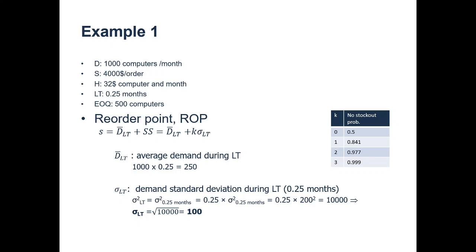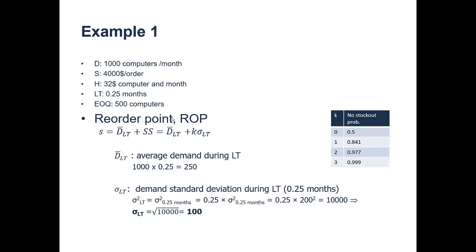So we now know what we need to know for us to devise our policy. Let's recall that we have a demand that is normally distributed with an average of 1,000 computers per month, a carrying cost of $4,000 per order, and a holding cost of $32 per computer a month. And the lead time for our computers to be received is 0.25 months. We already calculated that our lot size, our economic order quantity, is 500.